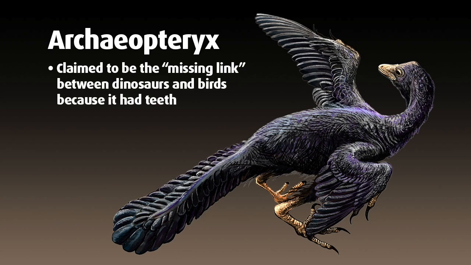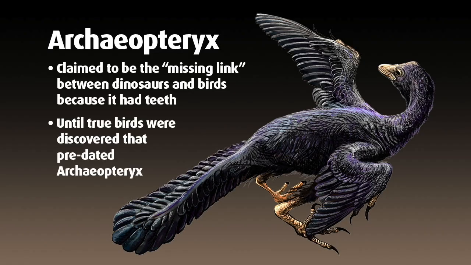When I was growing up, when I was your age, the Archaeopteryx was proclaimed to be the missing link between dinosaurs and birds because it had teeth. That's it. It had teeth. Therefore, it was some sort of dino bird. But then they found that true birds were living that actually predated the Archaeopteryx. So therefore, the Archaeopteryx could not be the ancestor of true birds because there were true birds that were older than that, according to their own findings.